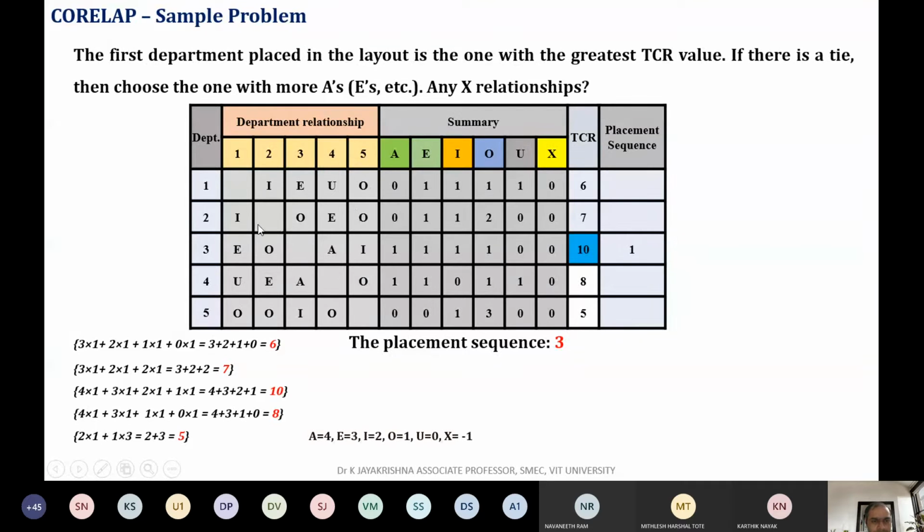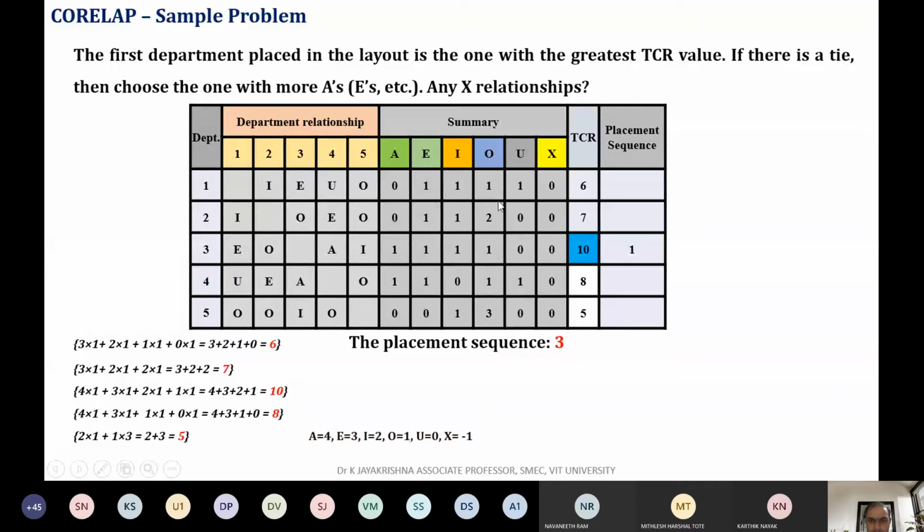Here? 0. Sir. 0. How many E is there? E, 1, sir. 1. How many O is there? 2, sir. 2. Done. Then there is no U, no X. So 0, 0. Now you understand how you got these values?